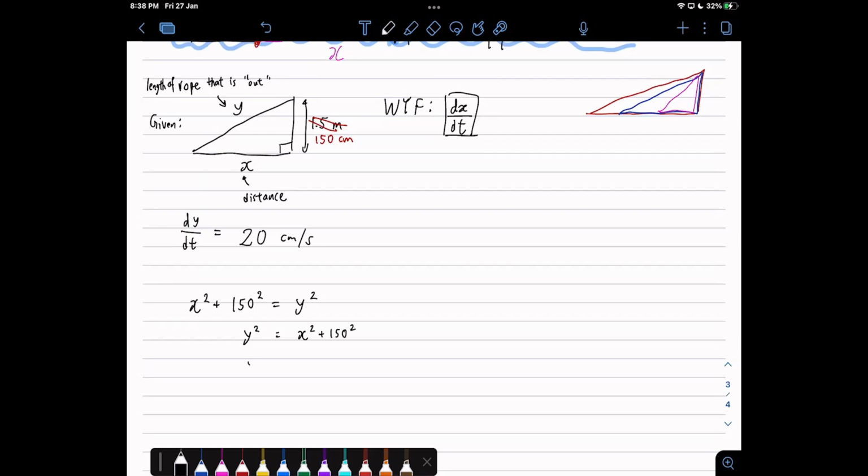I'm just swapping around the sides. Then I take a square root. I'll keep the 150 square because it's a very big number. I don't want to write so much. Then I'll just say reject negative root.